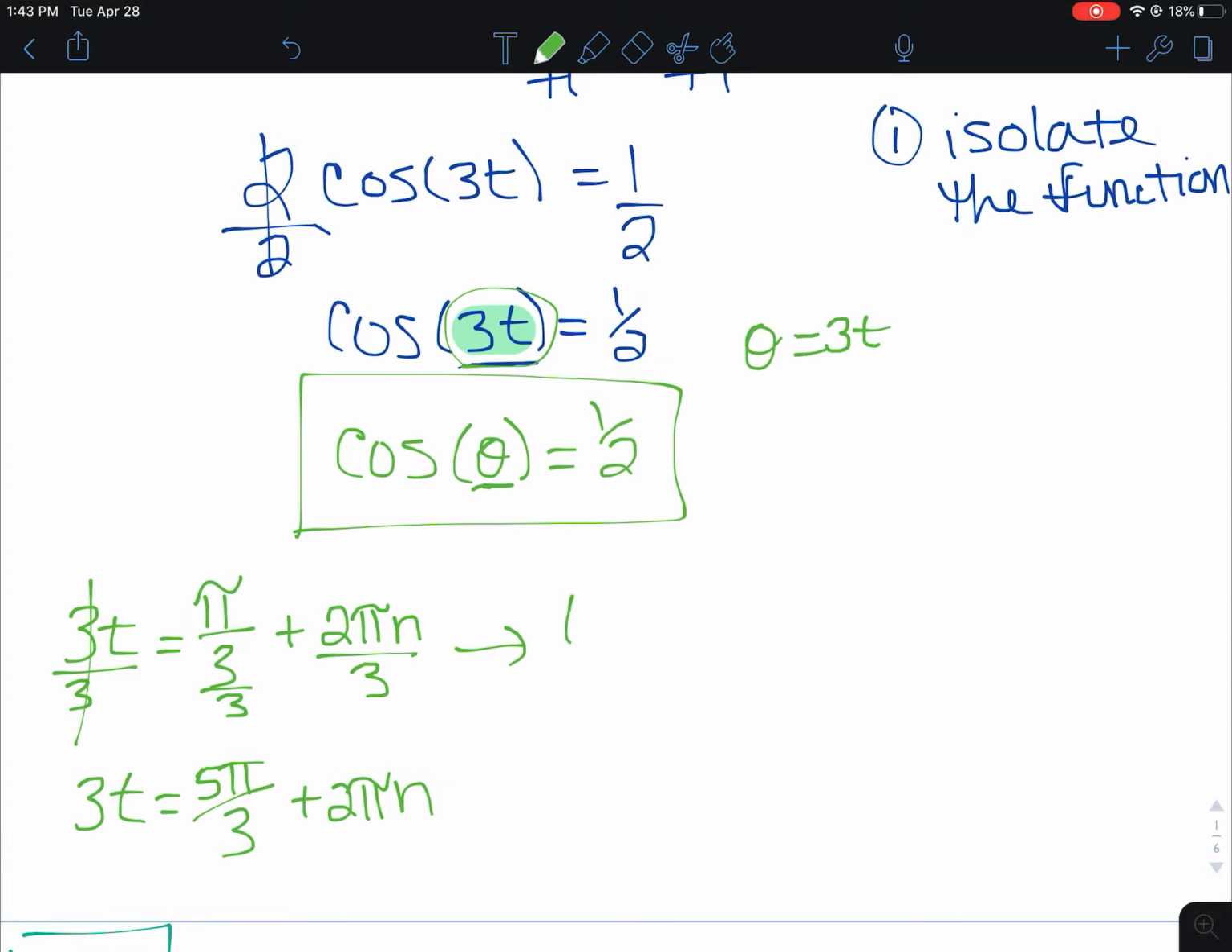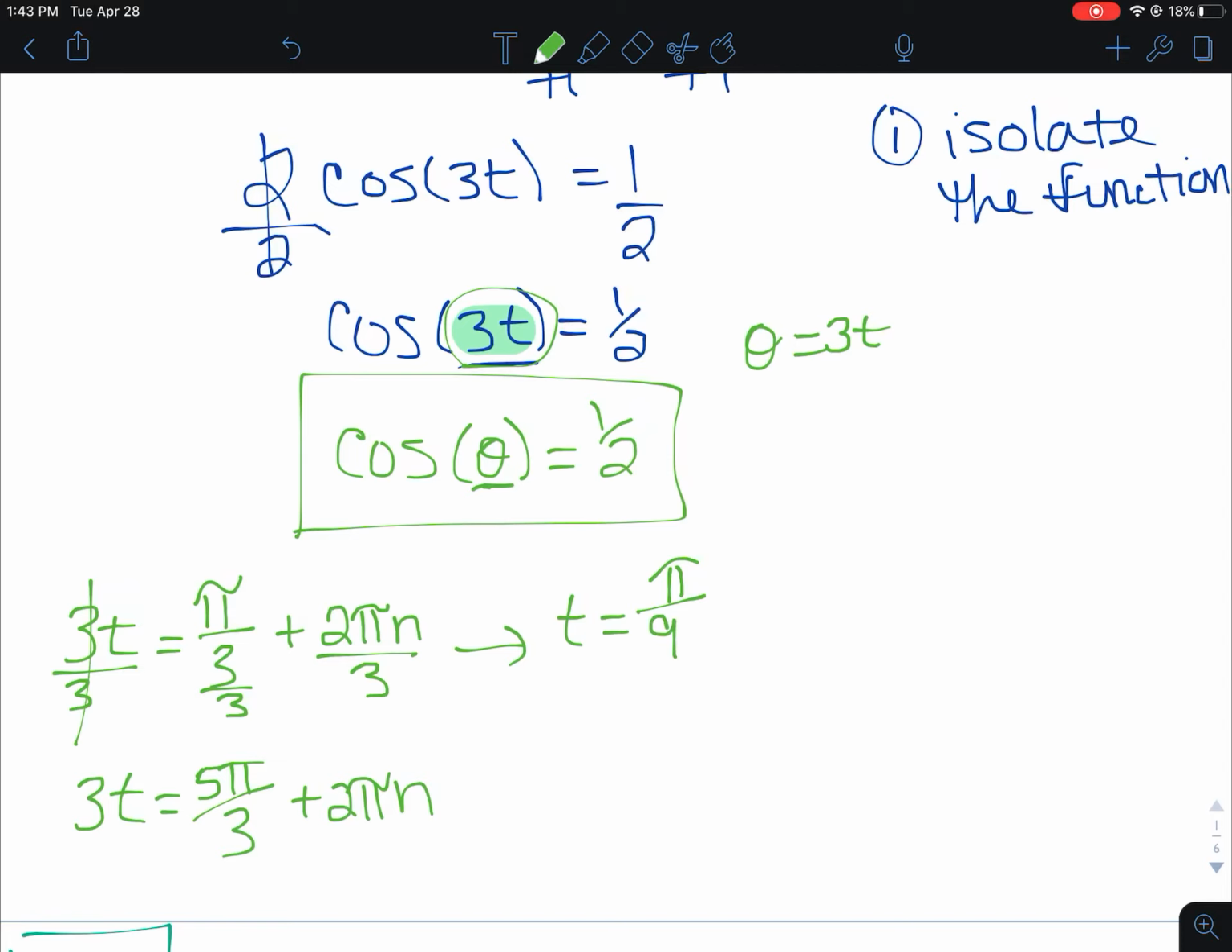everything by 3. The 3's would cancel. I get t is equal to pi over 3 divided by 3 over 1. That's the same as pi over 3 times 1/3, which would be pi over 9, right? So when I'm taking a third and dividing by 3 again, I get ninths. So that first piece there simplifies to pi over 9.